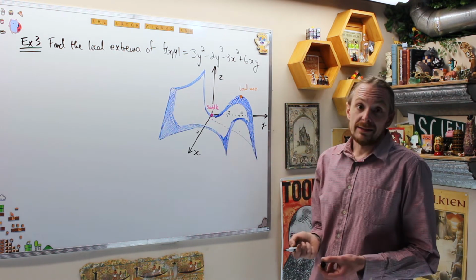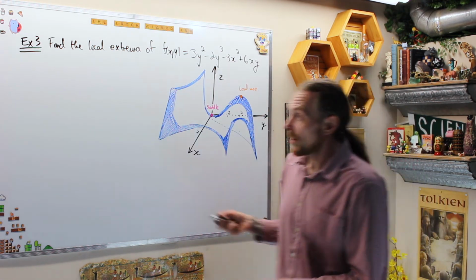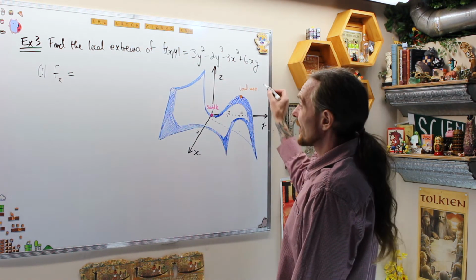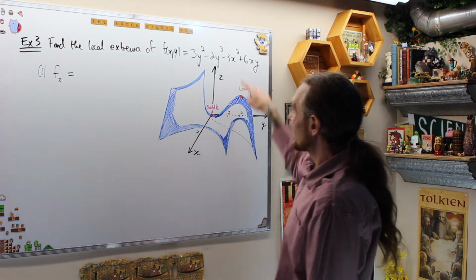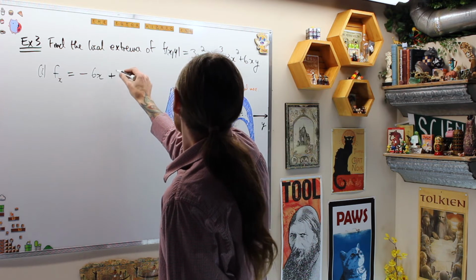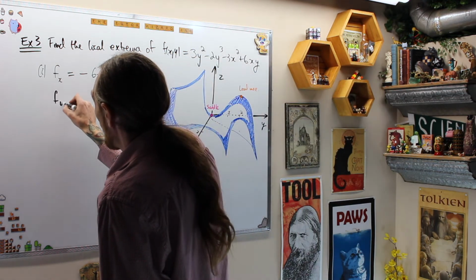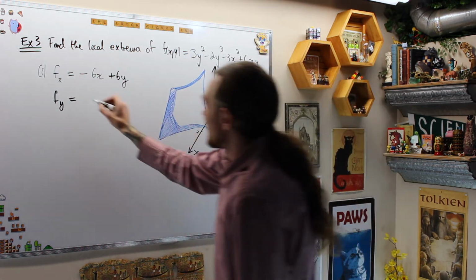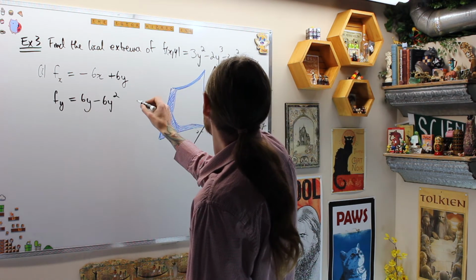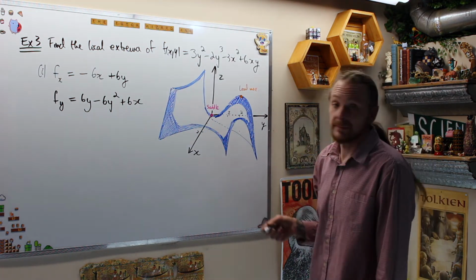Now let's use the calculus and the second derivative test to show that the picture isn't lying to us. What do I need? First of all, I need the first order partial derivatives. The derivative with respect to x is going to give me negative 6x plus 6y. And fy is going to equal 6y minus 6y squared plus 6x, and I take these partial derivatives.